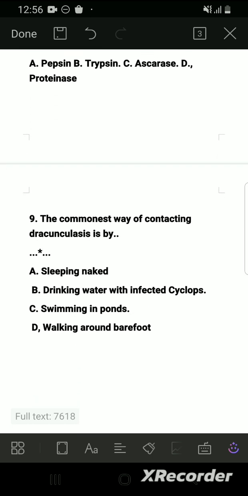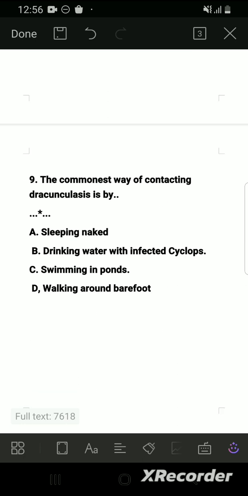Then number 9 says the commonest way of contracting dracunculiasis is by what? Is it sleeping naked, or drinking water contaminated with infected cyclops, or swimming in ponds, or walking around barefoot? So looking at this dracunculiasis, which is caused by Dracunculus medinensis, can you contract this disease through sleeping naked? It doesn't make sense. And what about swimming in ponds?